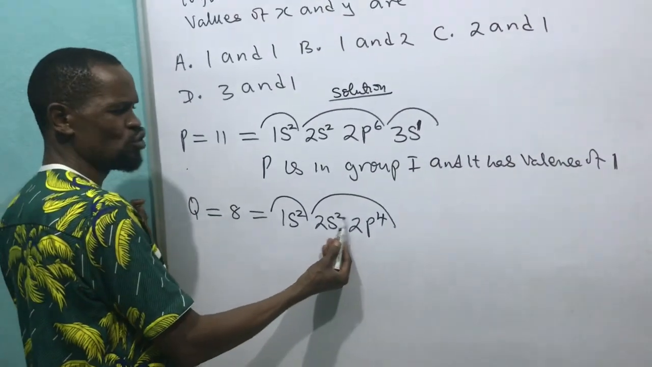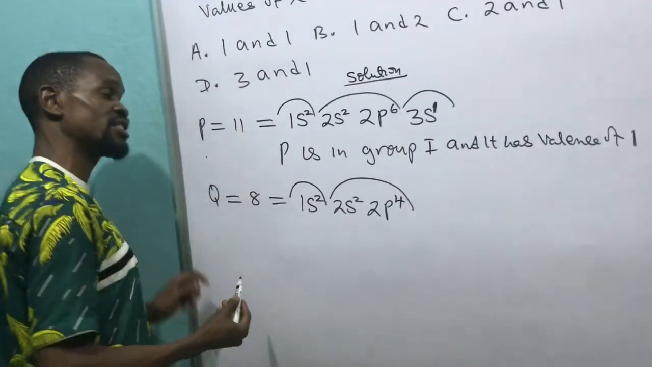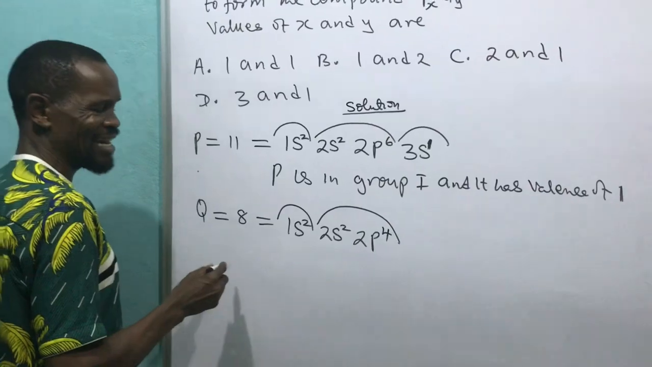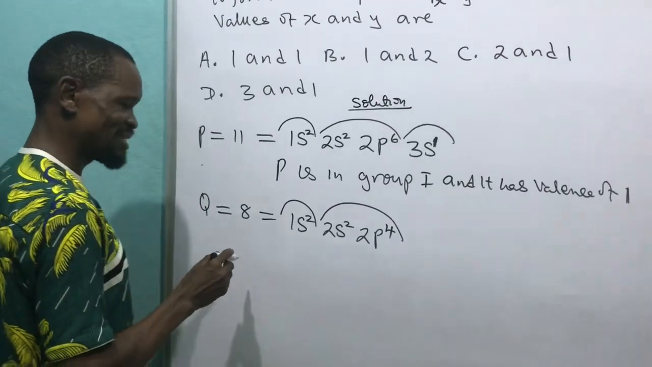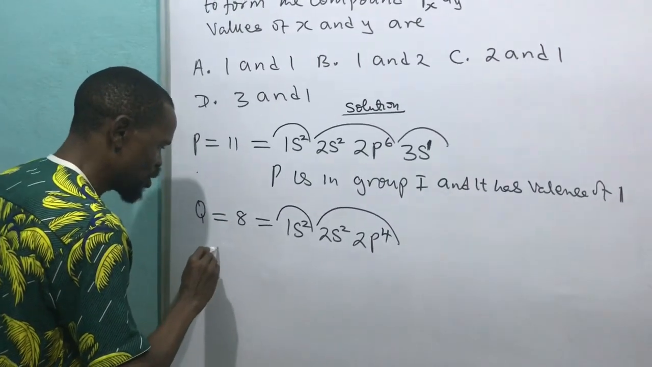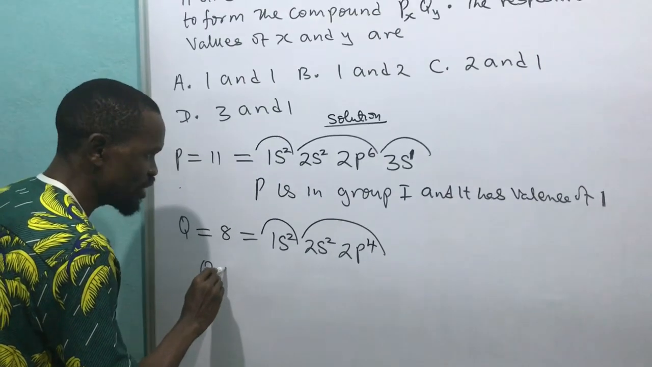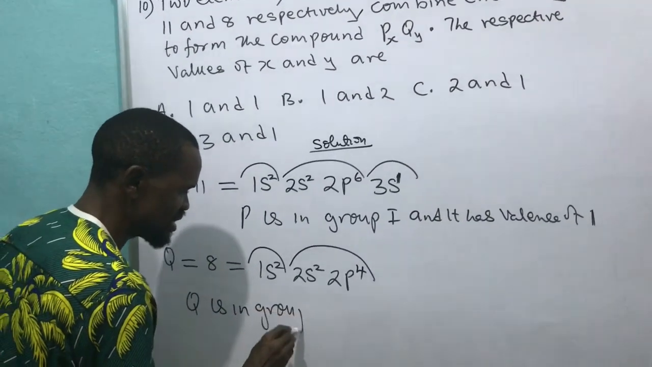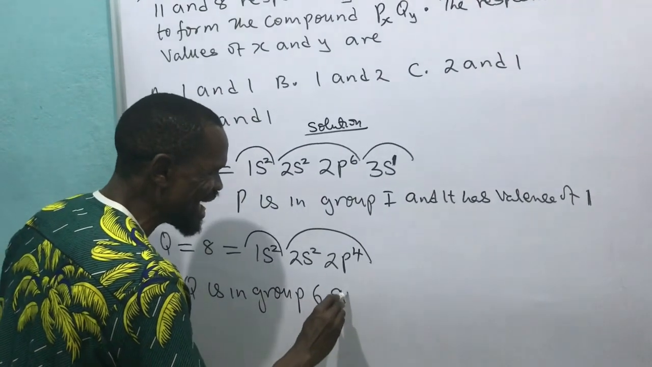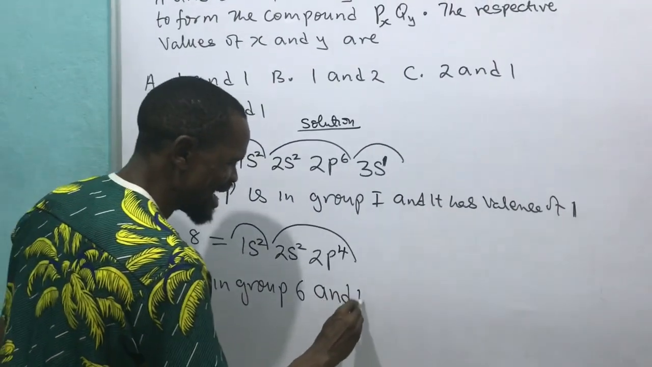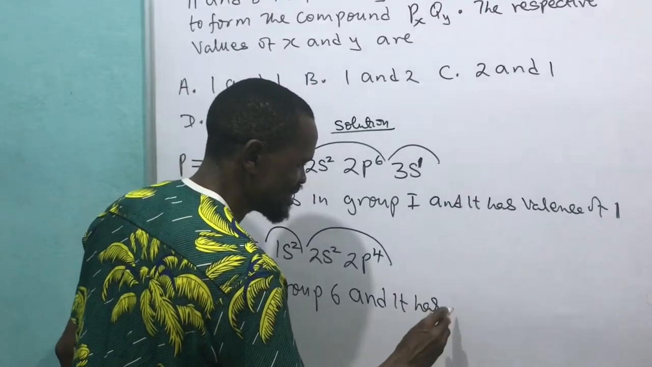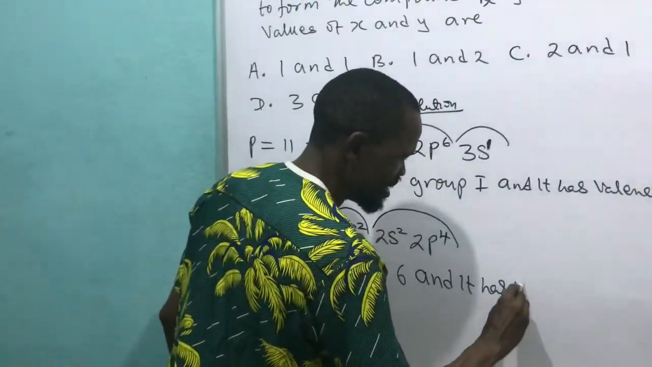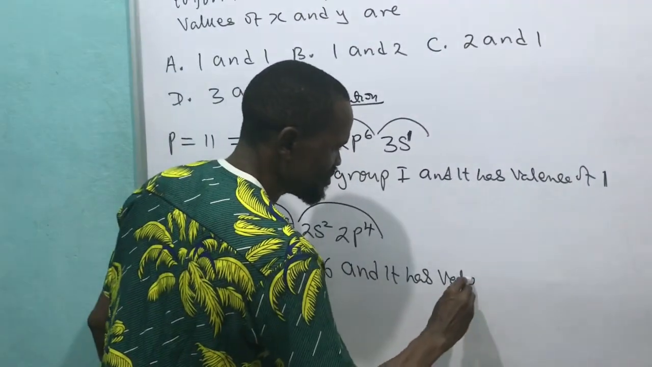I have 2 and 4, which give me what? 6. That means this element is in group 6. That means Q is in group 6, and it has a valency of 2.